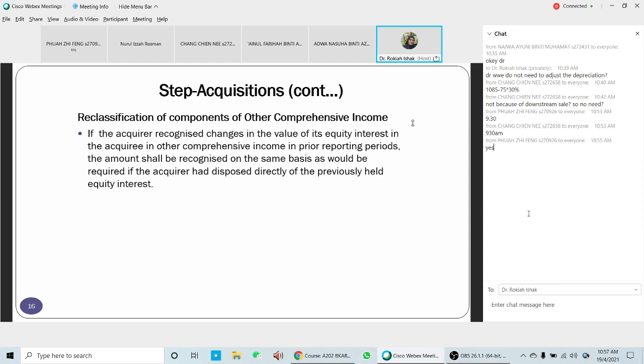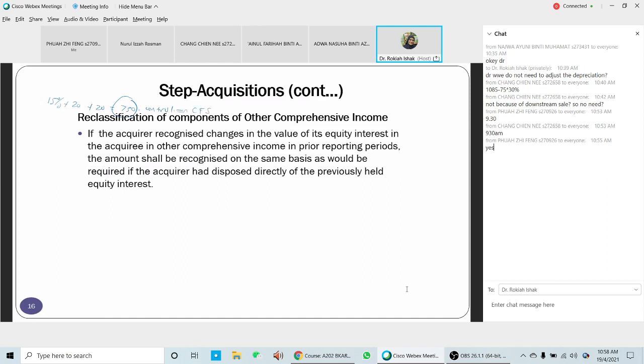In piecemeal acquisition, you start with a simple investment and then you add some more investment, then it becomes a control. Let's say you start with 15% and then you add another 20%, not yet control, and then let's say add another 20%. Once you have more than 50%, it's considered that you have control.